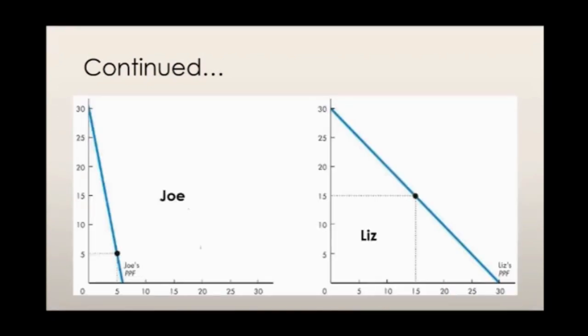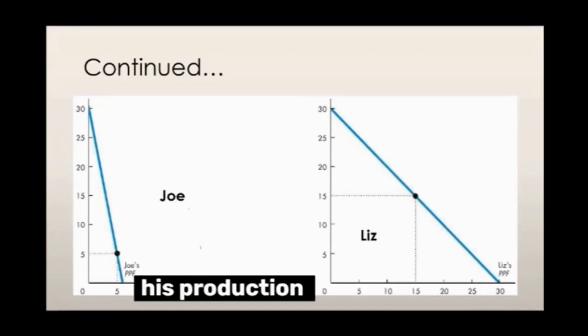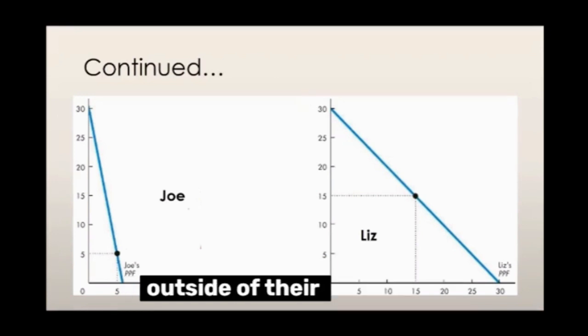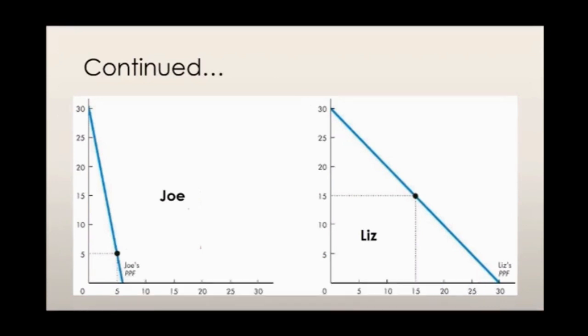On the graphs below, we can see Joe and Liz's production possibility frontiers. Essentially, Joe can produce at any point on or inside his production possibilities frontier, and Liz can produce at any point on or inside her production possibilities frontier as well. Neither of them can produce outside of their respective production possibility frontiers.